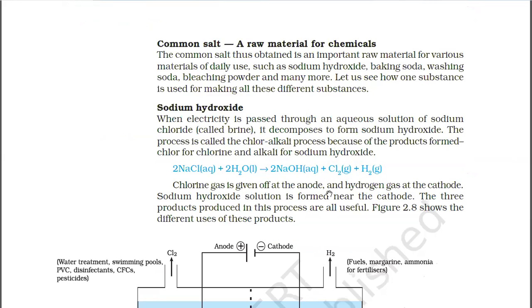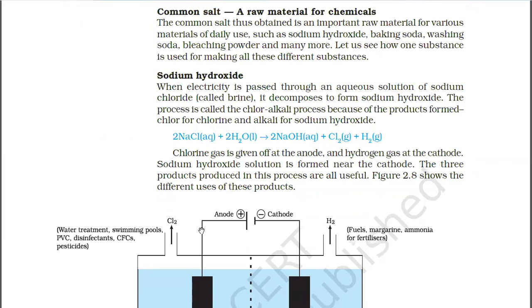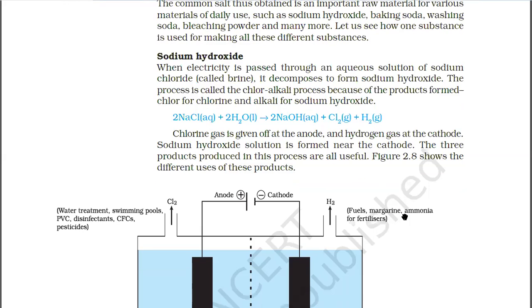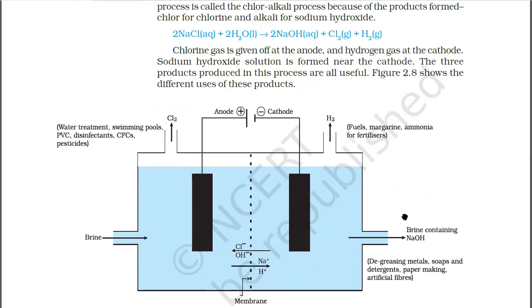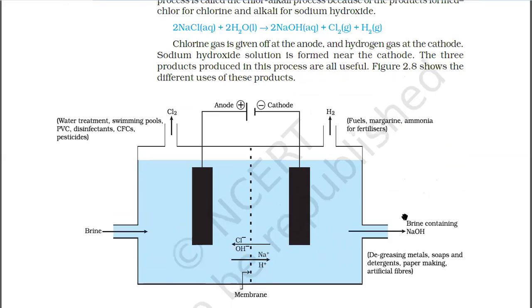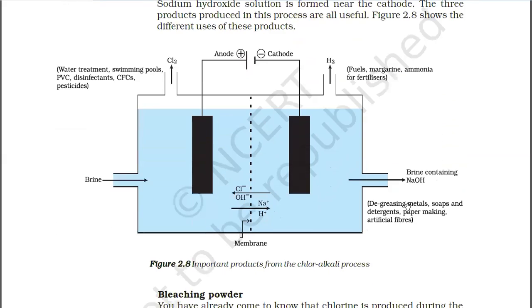Sodium hydroxide. When electricity is passed through an aqueous solution of sodium chloride called brine, it decomposes to form sodium hydroxide. The process is called the chlor-alkali process because of the products formed: chlor for chlorine and alkali for sodium hydroxide. 2NaCl plus 2H2O gives 2NaOH plus Cl2 plus H2. Chlorine gas is given off at the anode and the hydrogen gas at the cathode. Sodium hydroxide solution is formed near the cathode. The three products used in this process are all useful. Figure 2.8 shows the different uses of these products.